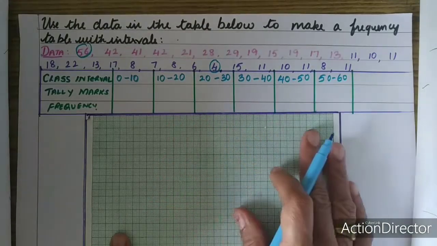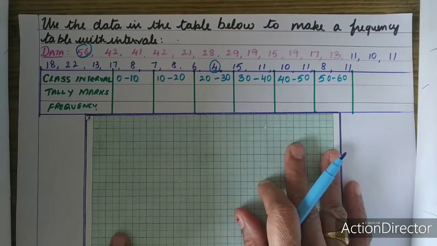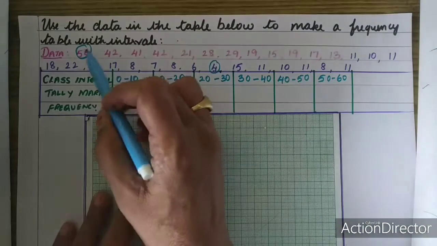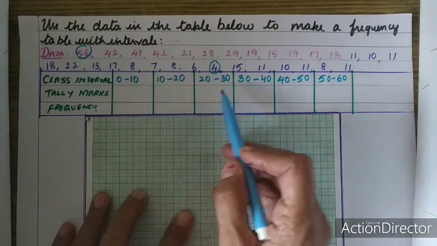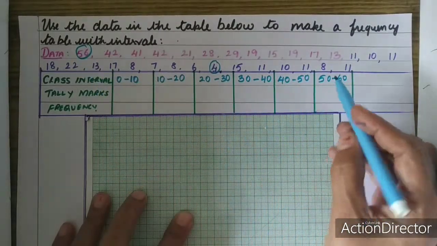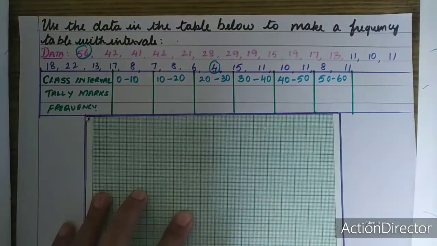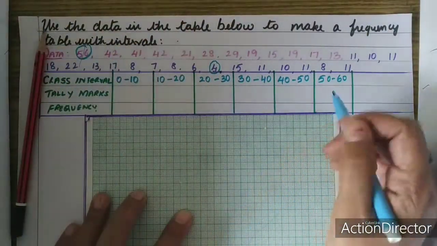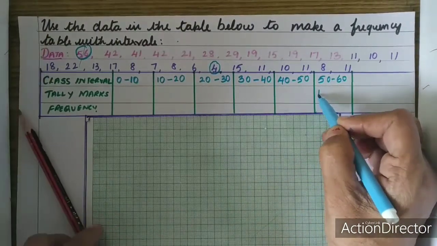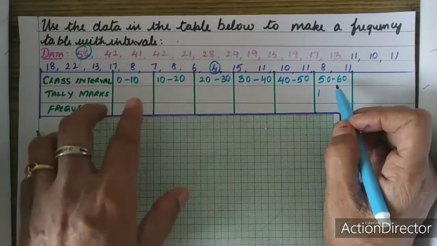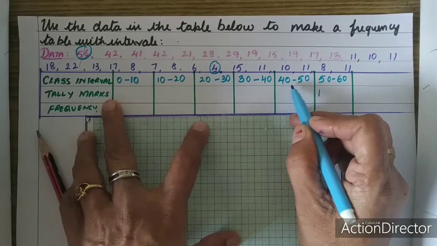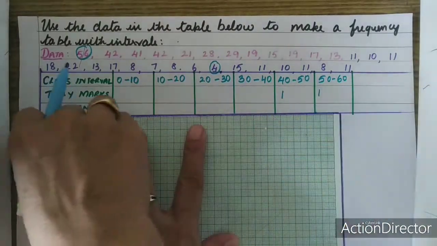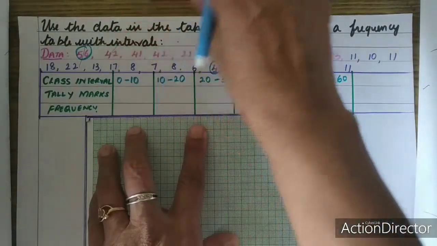Now let me help you how to make the tally marks also. See, first number is 56. 56 lies between 50 to 60. So after reading one number, you cut that number. 56, if you have read it, you cut that number and make one tally mark in 50 to 60. Next one is 42. So 42 lies between 40 to 50. Immediately you cut this number.